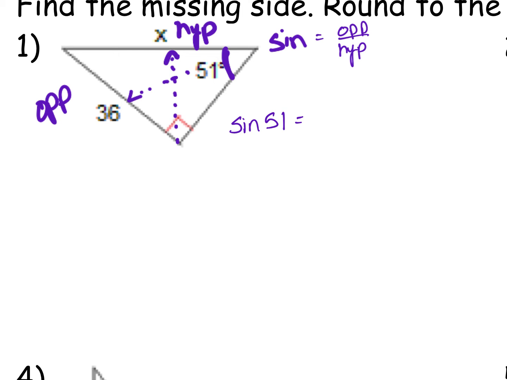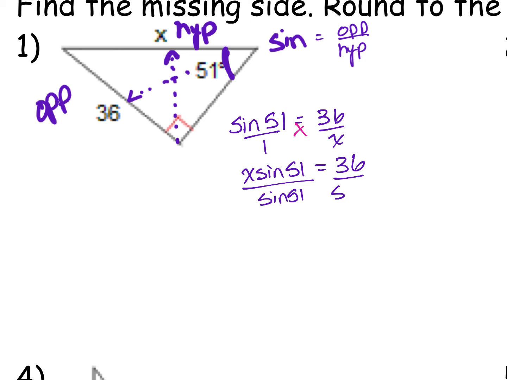So what's my opposite side? 36 over x. Cross multiply, and I get x sine of 51 equals 36, and then I divide by sine of 51. And x is approximately going to be equal to 46.3. Questions at home? Are we doing okay? Does that make sense, on how I chose it to be sine?